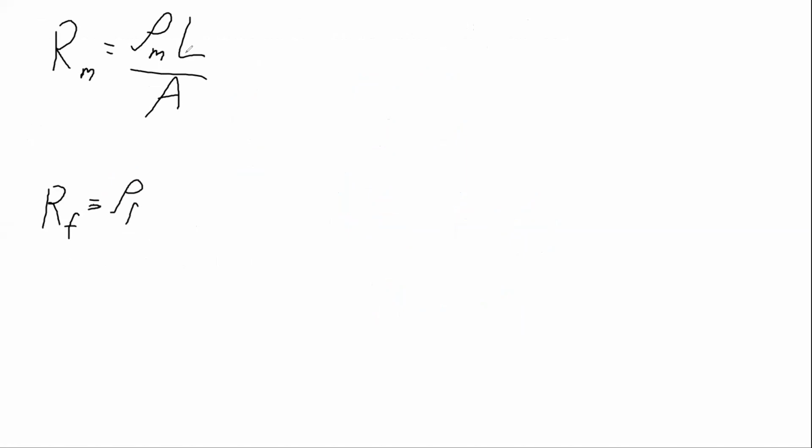Okay, so let's start by finding RM and RF. RM, the resistance of the muscle, we could find through this equation: resistivity of the muscle, L over A. And same thing with RF: resistivity of the fat, L over A.